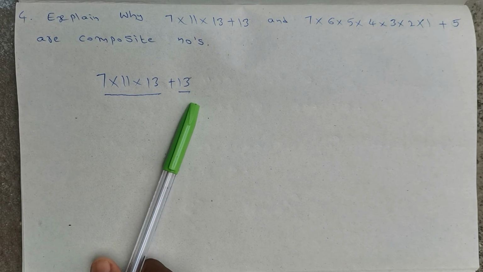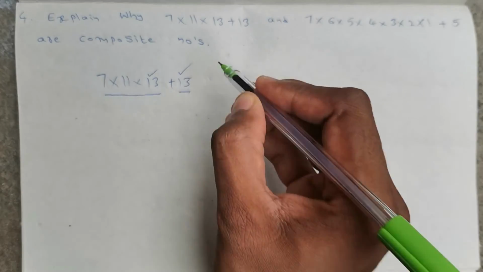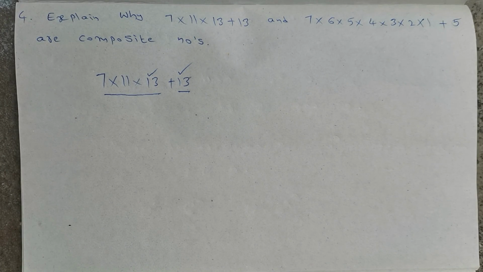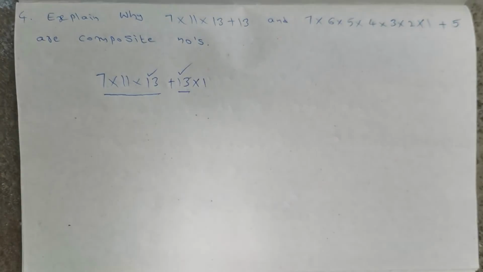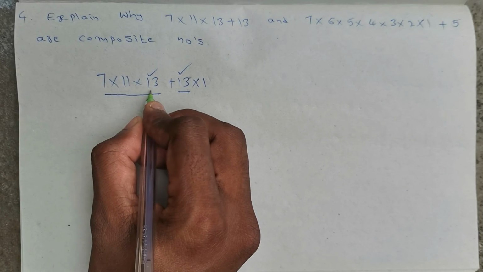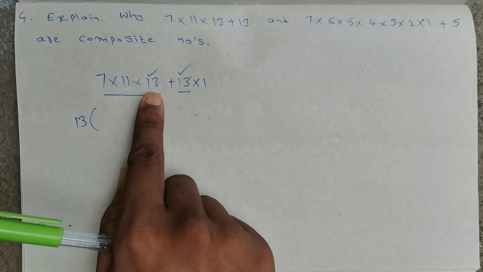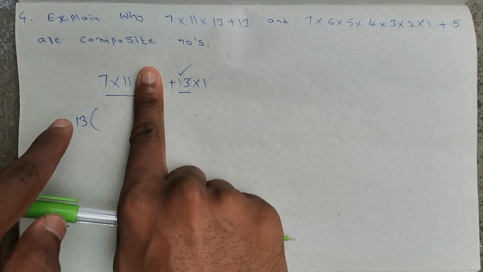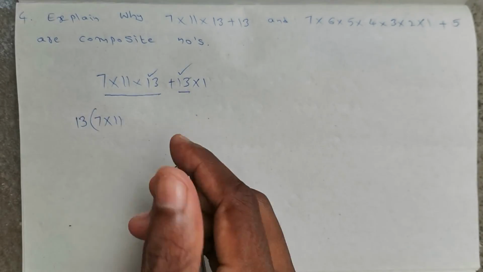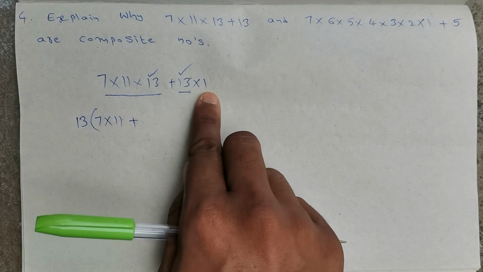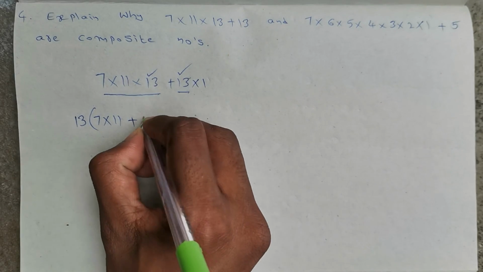If we look clearly, number 13 is there in the first term, in the second term also number 13 is there. So not to have any confusion, this 13 I am writing as 13 into 1. Now in the first term 13 is there, in the second term 13 is there, so I will take 13 common. Now from the first term 13 I took common, so we remain with 7 into 11. Here plus symbol as it is. Now from the second term 13 we took common, so remains 1. That 1 as it is I am writing here.